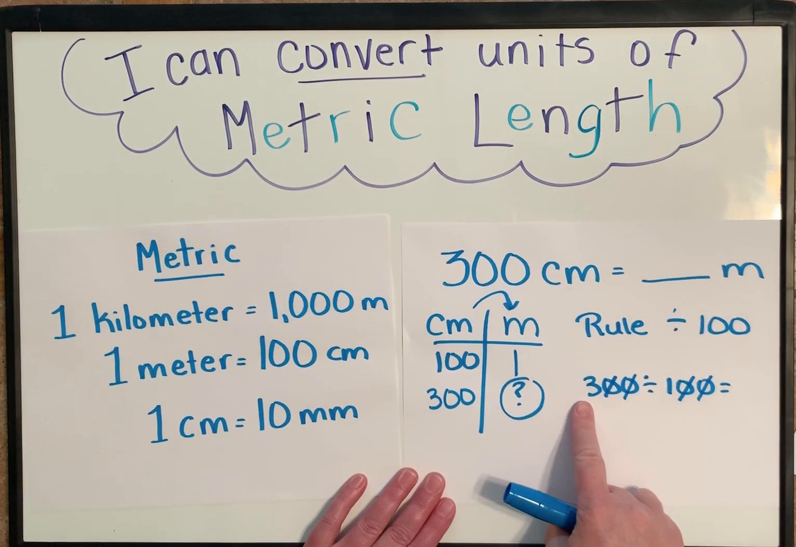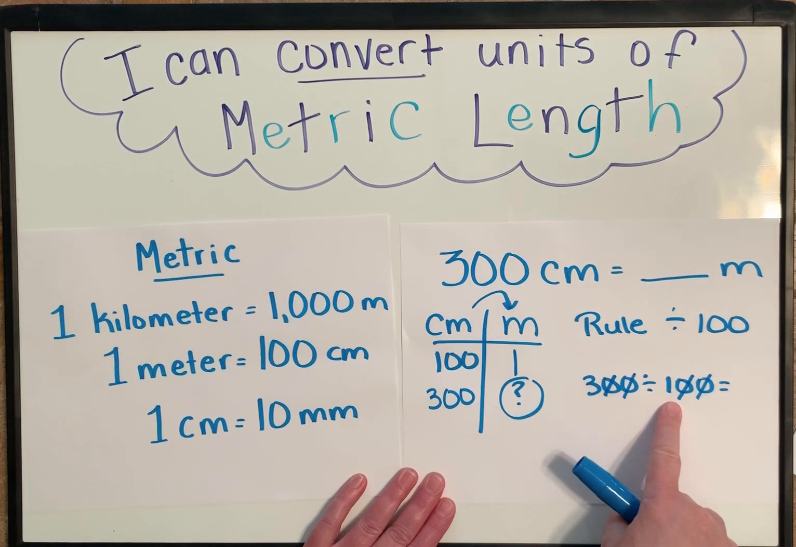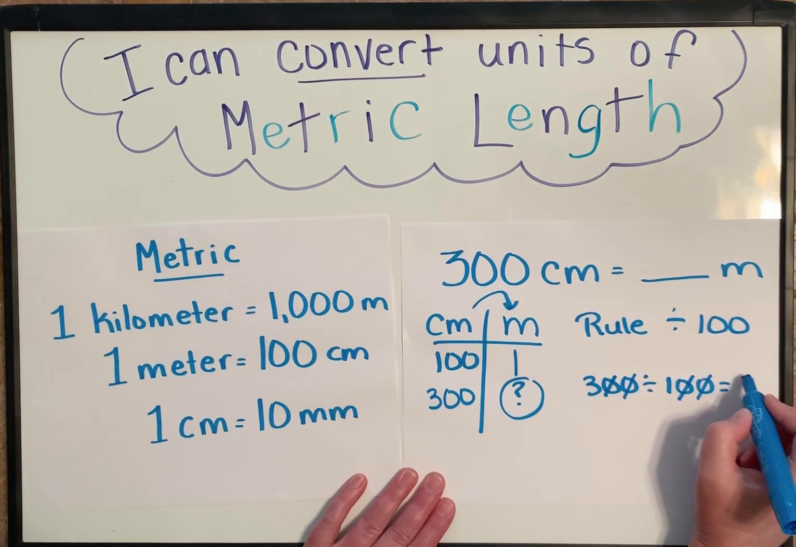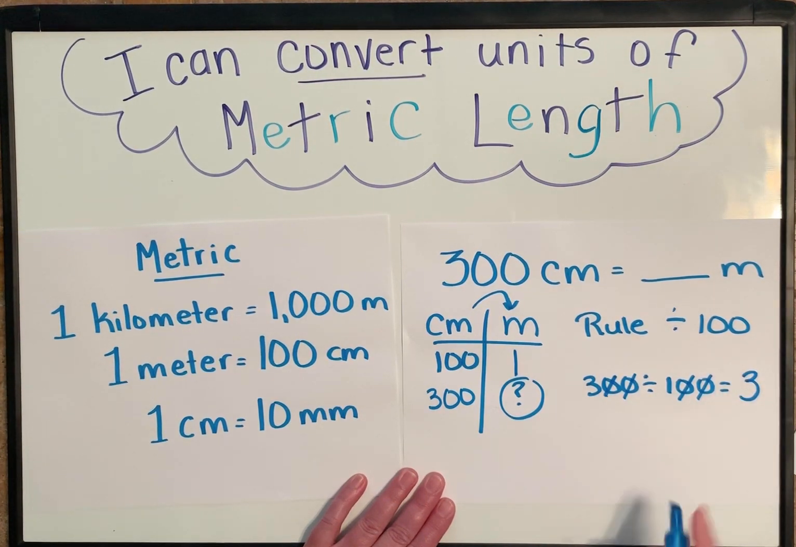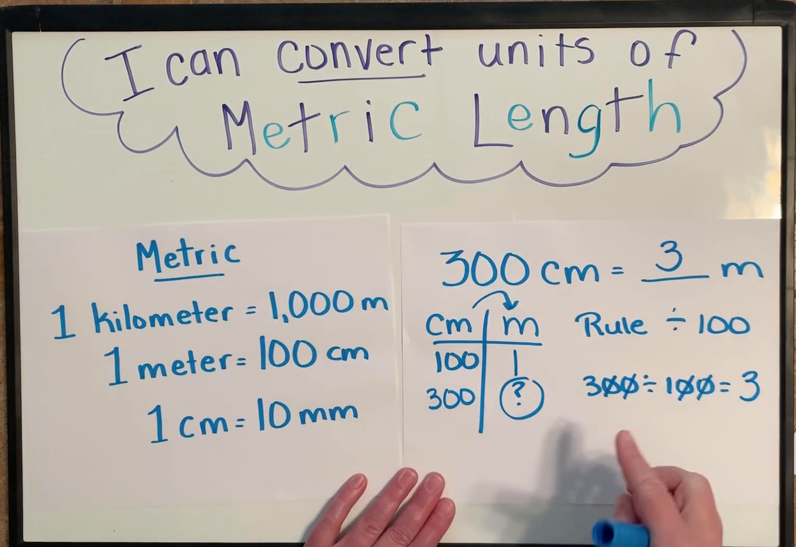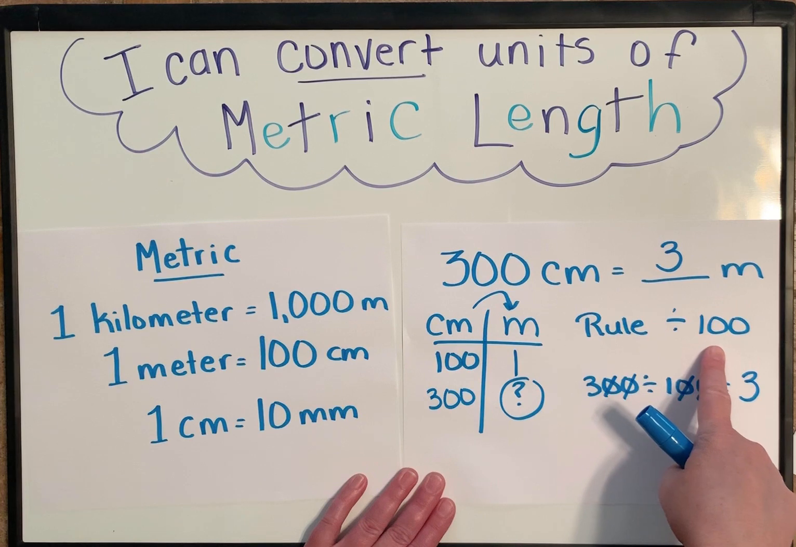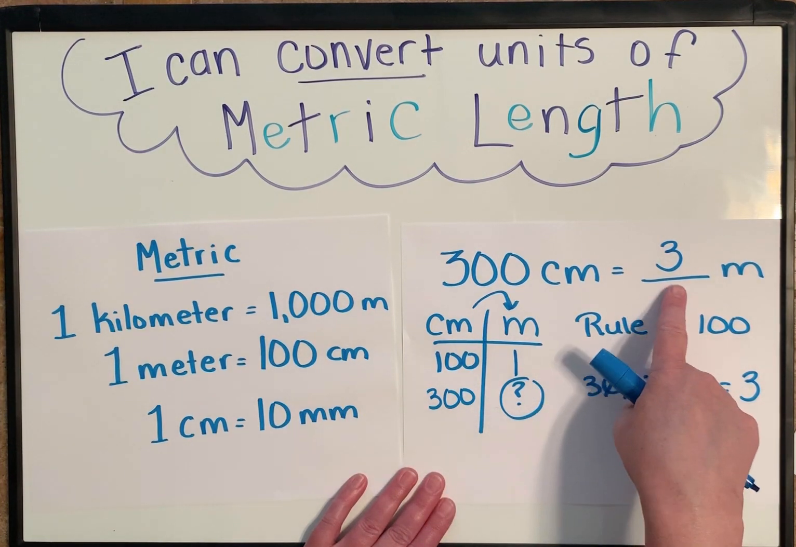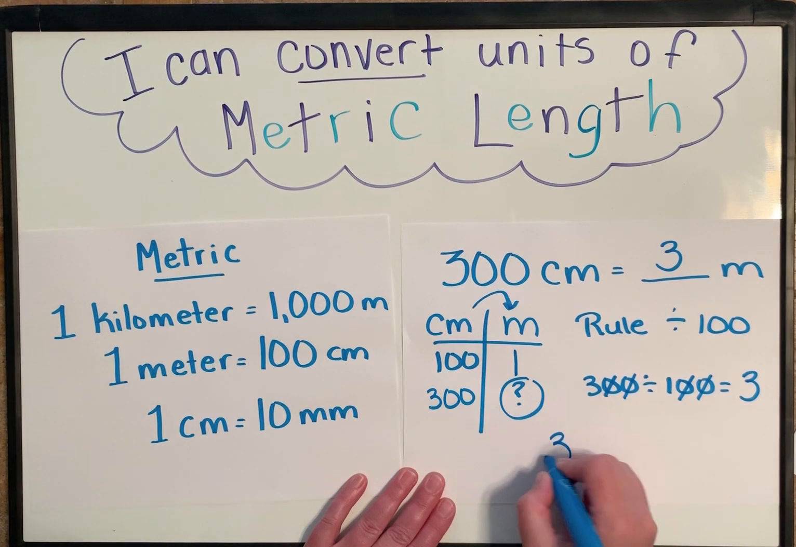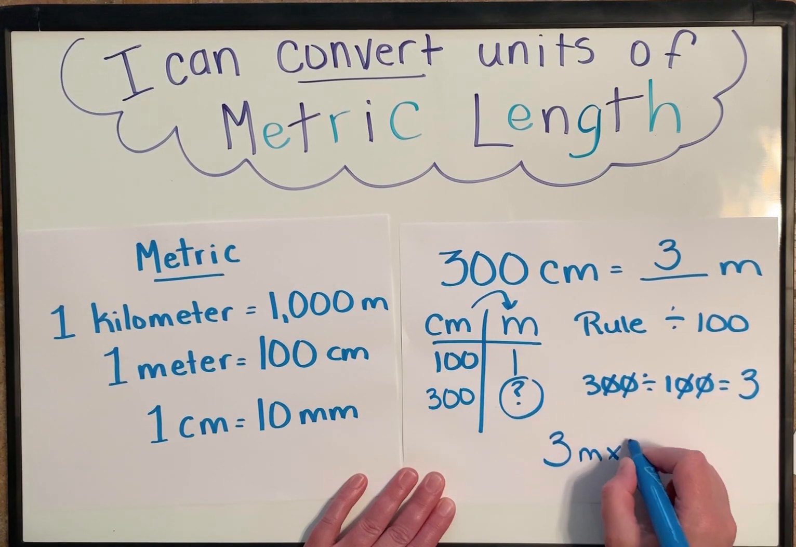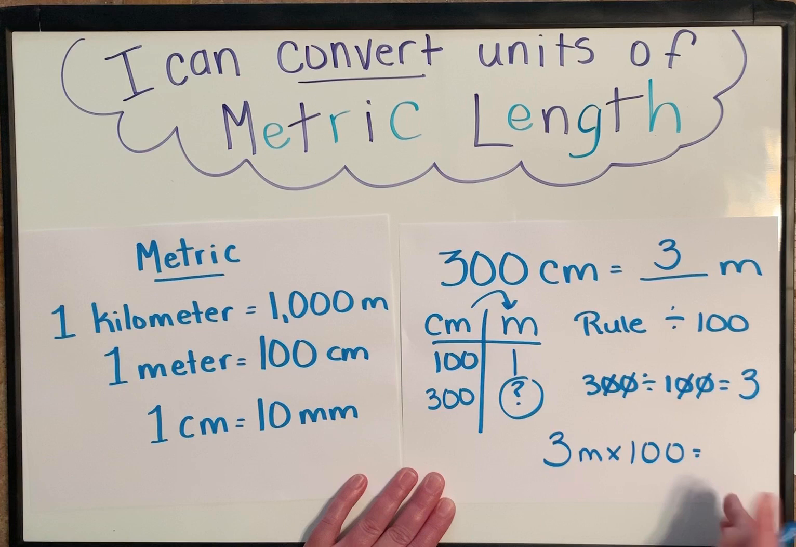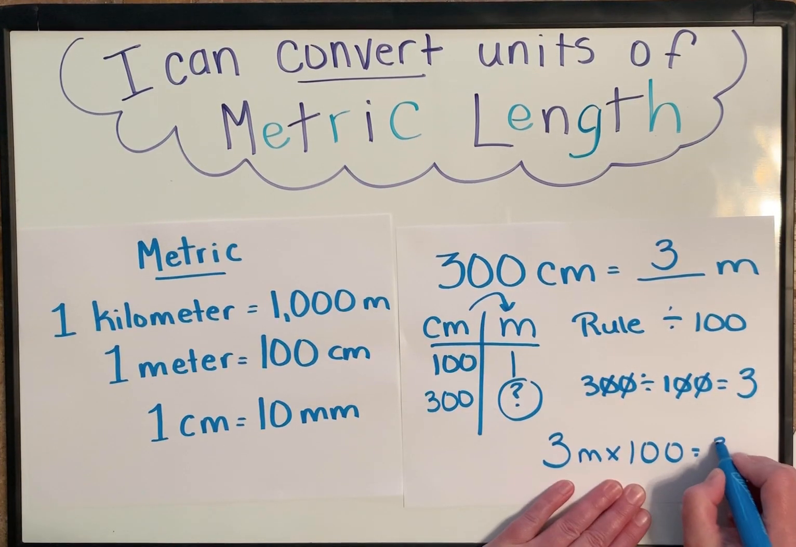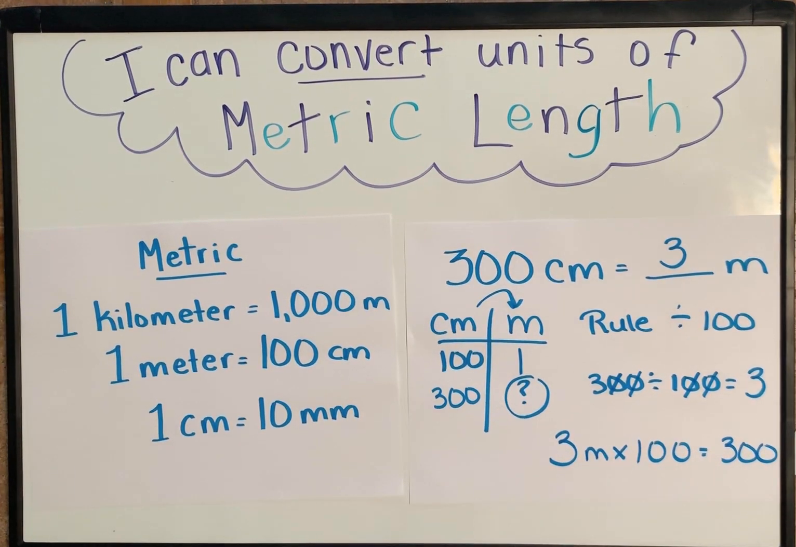And you're left with a simple equation. What is 3 divided by 1? 3 divided by 1, 3. I can work backwards if I want to check that. Since I use divide 100 as my rule, I can work backwards to check it. I can multiply. So I can take my 3 meters, multiply by 100, and you should get 300.